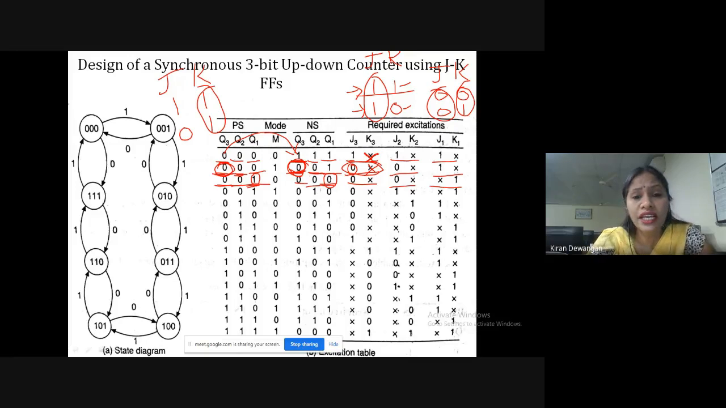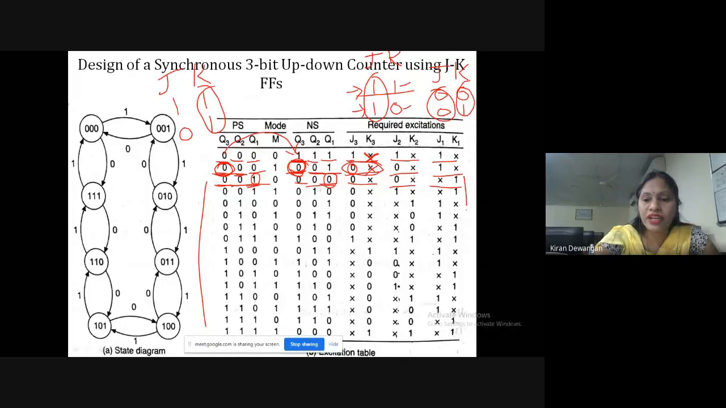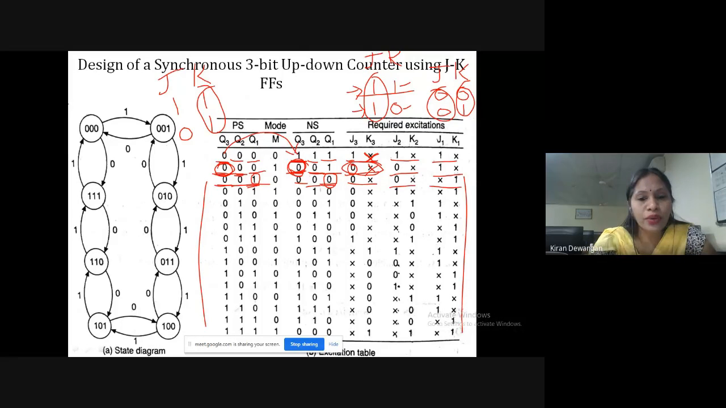So accordingly, we can write the entire required excitation for the complete table. Do I need to explain the complete table? Yes, students? This one is clear. How we can write the excitation table for this complete table. Is this part clear? Excitation table is clear or not? The required excitation? Is this one clear?